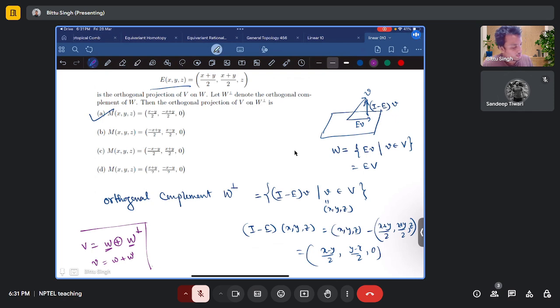Okay. So this is our aim actually. This is aim XYZ. That is projection on orthogonal complement. That is given by this I minus E of V.